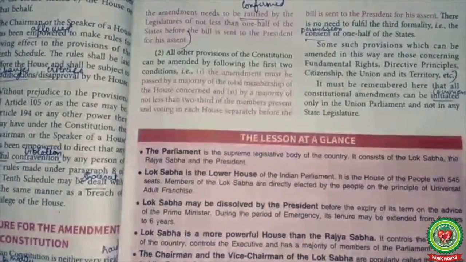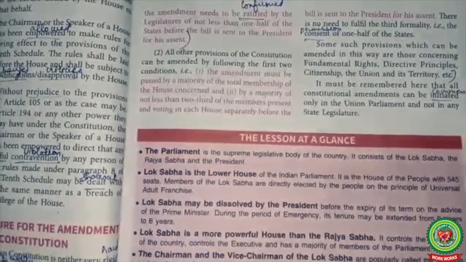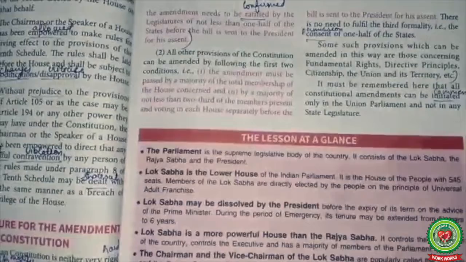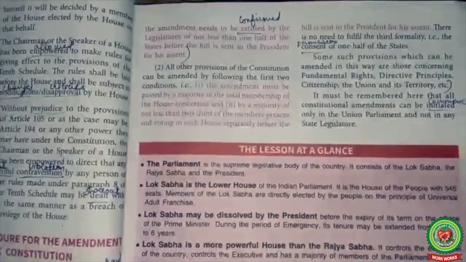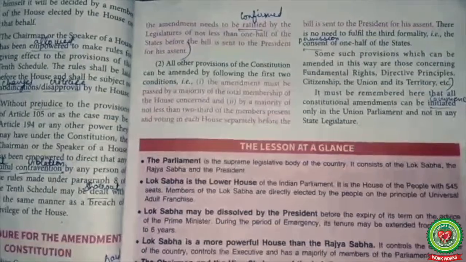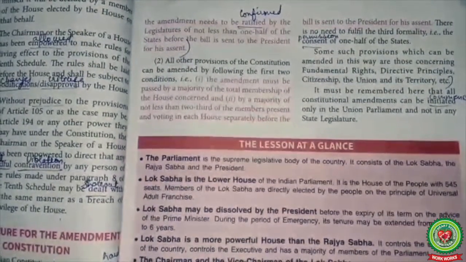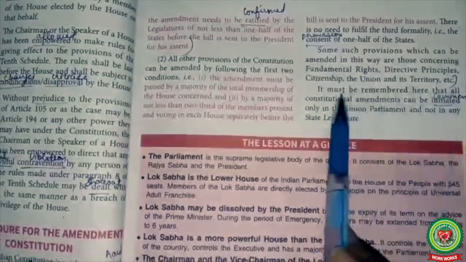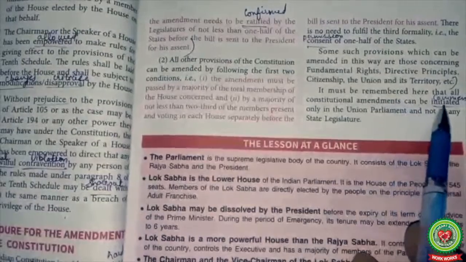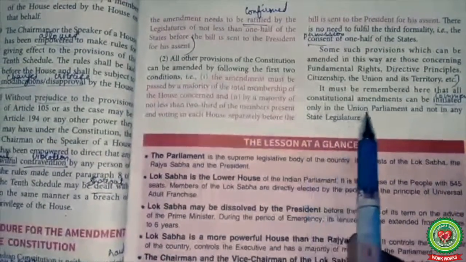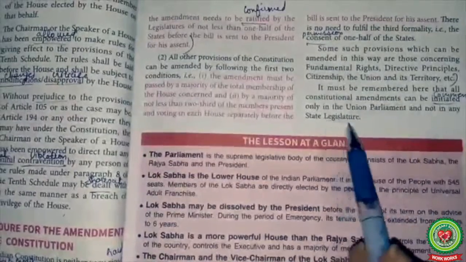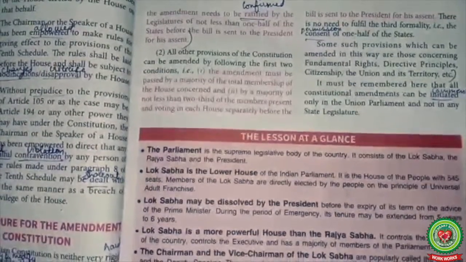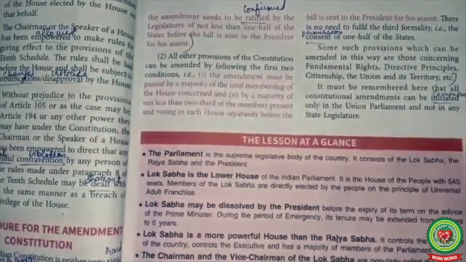Provisions that can be amended by way of special majority are fundamental rights, directive principles of state policy, citizenship, the Union and its territory. There is no need for the consent of one half of the states in this case. It must be remembered here that all constitutional amendments can be initiated, initiated means commence, only in the Union Parliament and not in any state legislature.